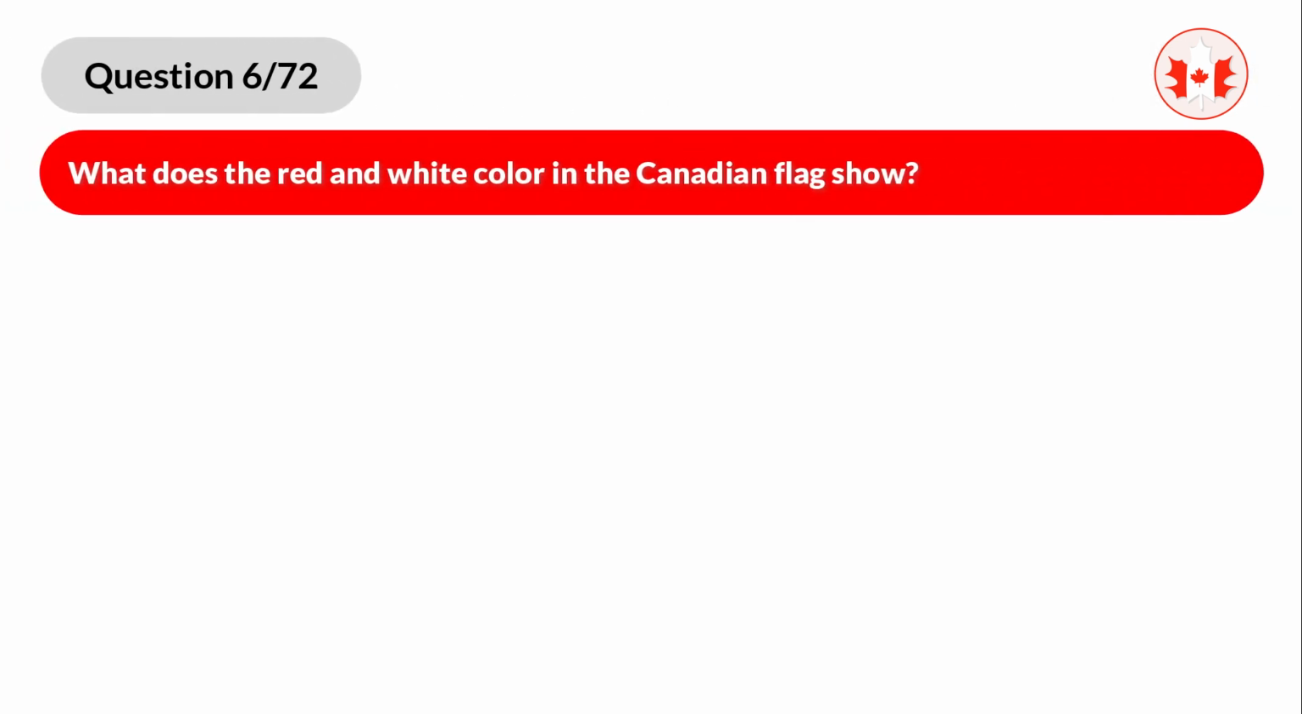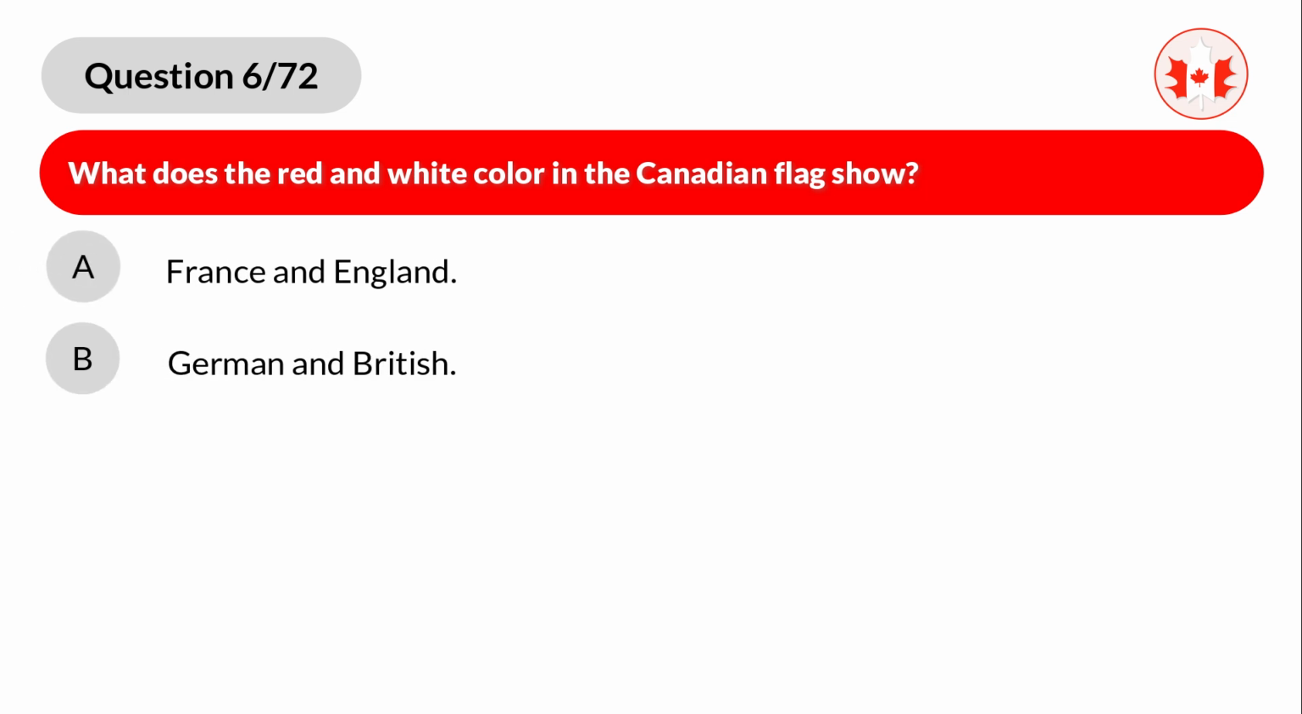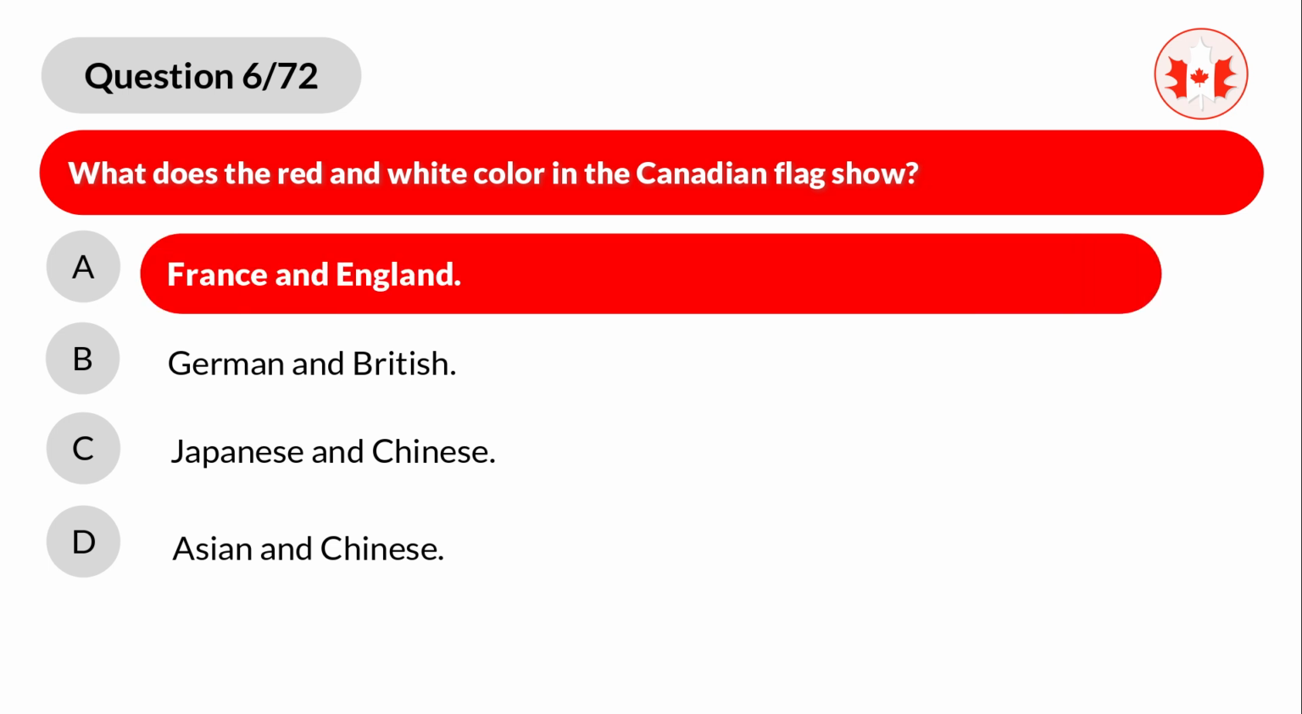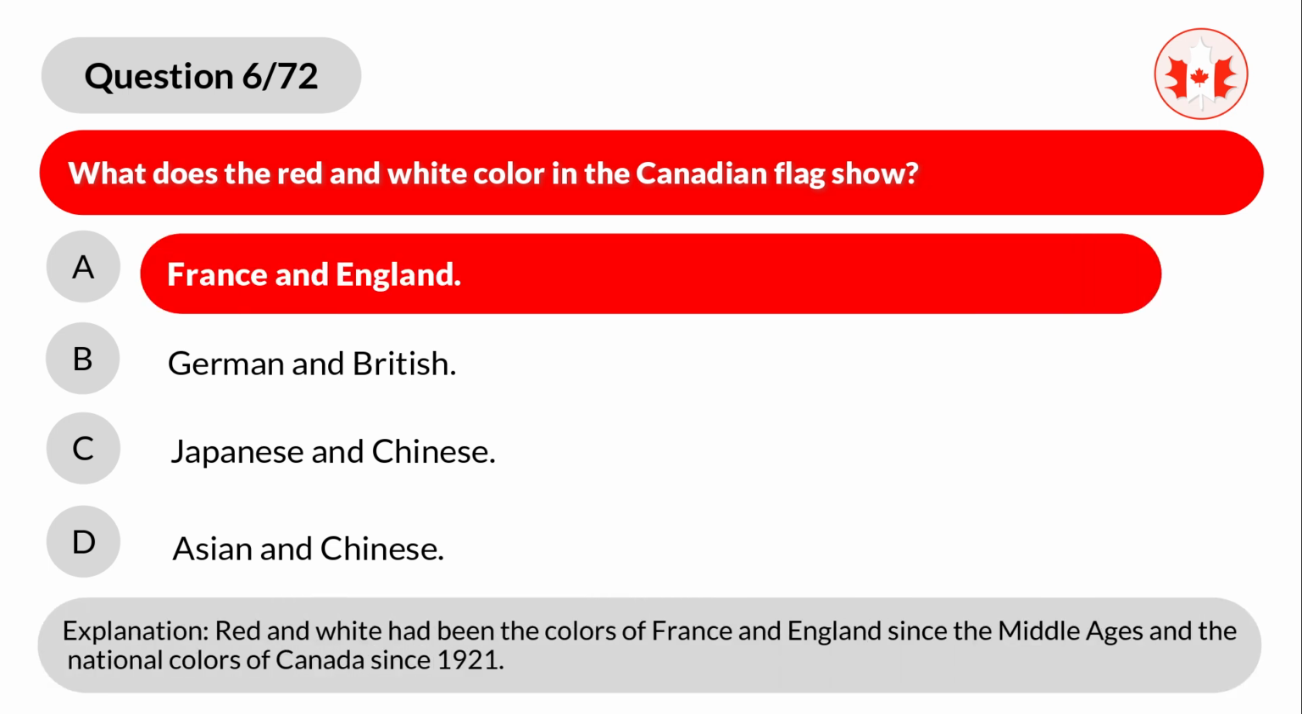Question 6. What does the red and white color in the Canadian flag show? A. France and England. B. German and British. C. Japanese and Chinese. D. Asian and Chinese. The correct answer is A. France and England. Explanation: red and white had been the colors of France and England since the Middle Ages and the national colors of Canada since 1921.